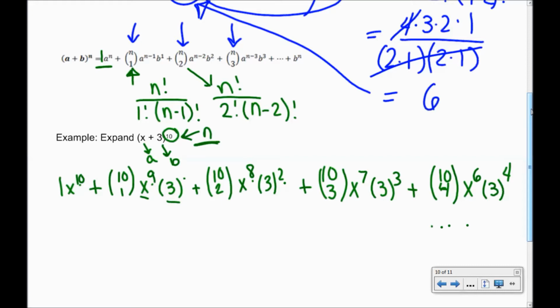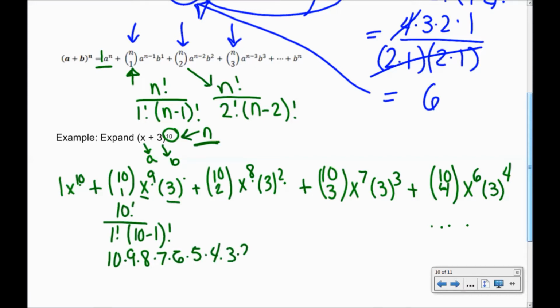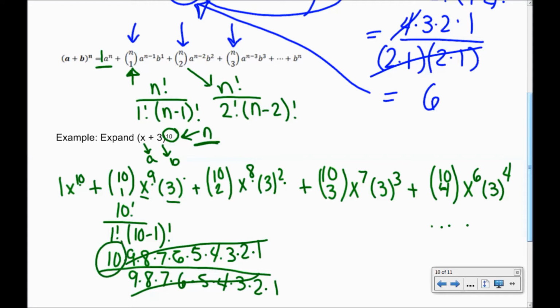But what I do want to show you is the calculation of the binomial coefficient. So this is going to be 10 factorial over 1 factorial times 10 minus 1 factorial. Okay, so it's going to be 10 times 9 times 8 times 7, over 1 factorial, which is just 1. 10 minus 1 gives us 9, so 9 factorial. So it's 9, 8, 7, 6, 5, 4, 3, 2, 1. All of this is going to cancel, and it just gives us 10. So anything choose 1 is always going to be itself. So this is just going to be 10.